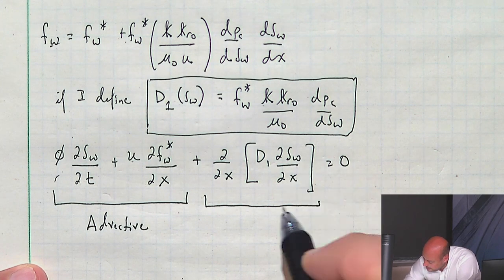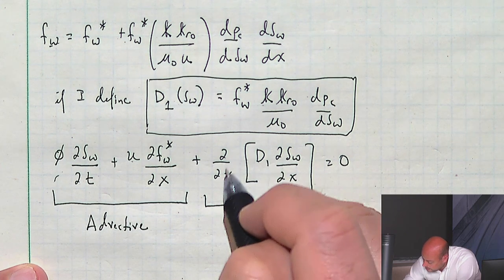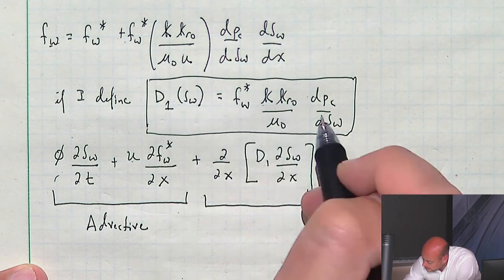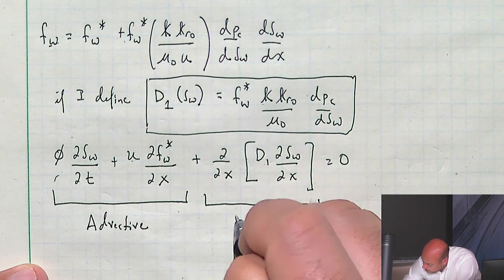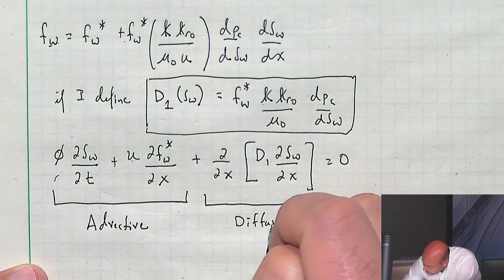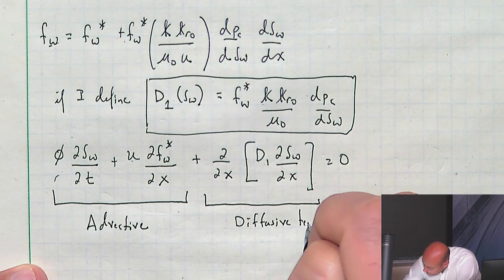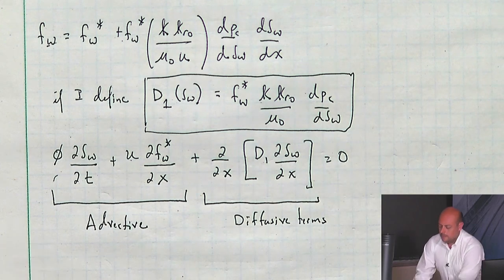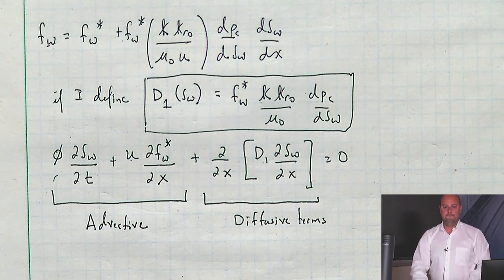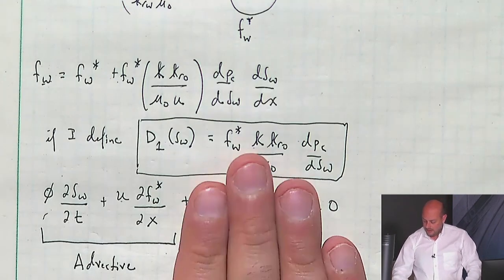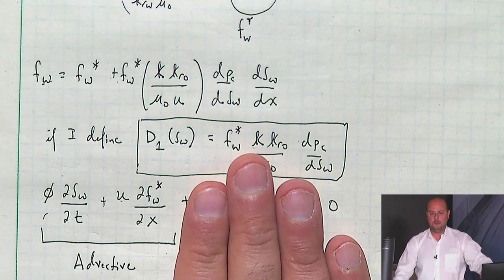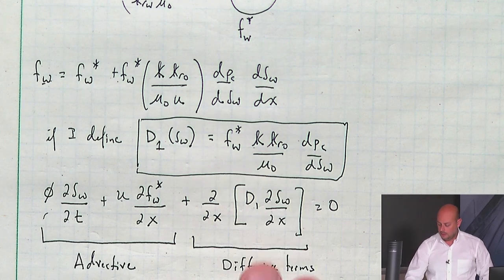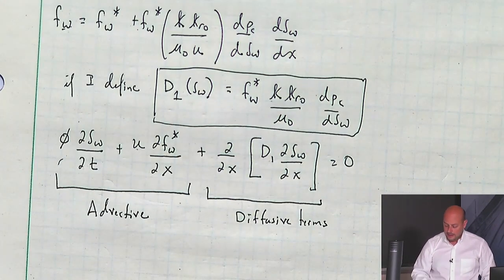This dSw/dx term is really a second derivative. D1 is a function of water saturation, and I'm going to call these diffusive terms. So if I don't have any capillary pressure, I get this, and I do exactly what I've been doing for the last few weeks. Now you've got this over here.